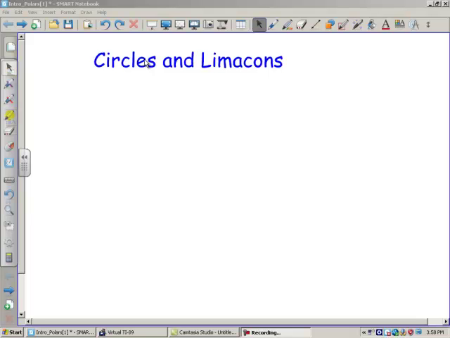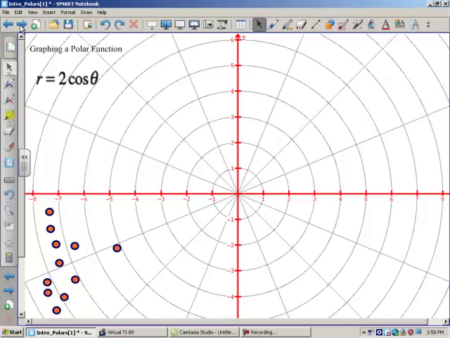Today we're going to talk about circles and limacons, so let's just get after this. I'm going to take a look at the graph of r equals 2 cosine theta, and we're going to graph this and see what pretty picture this makes. So I'm going to let theta go from 0 degrees all the way around to 360. I'm going to see what happens.